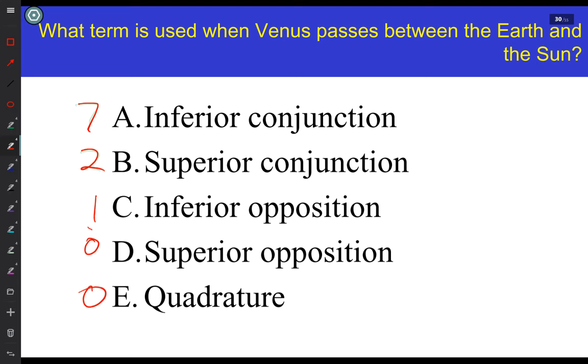And in fact, if any planet passes between us and the sun, that's the definition of an inferior conjunction. It's going to have to be an inferior planet to do it, but that's the definition of inferior conjunction. So, good job. We had 3 people who had other answers. A superior conjunction would be Earth, Sun, and then the planet. And inferior opposition doesn't exist. Superior opposition, well, we don't use the word superior, it's just an opposition. And of course, quadrature is not in line.